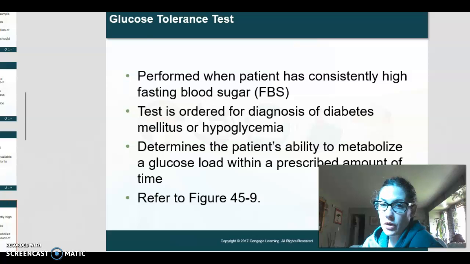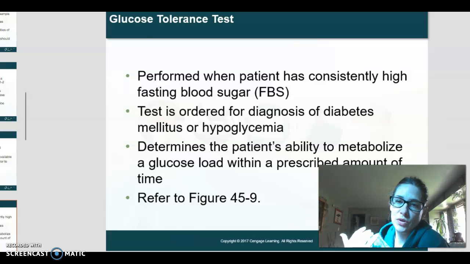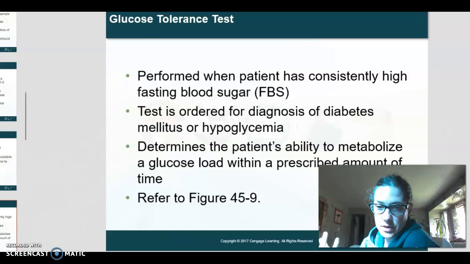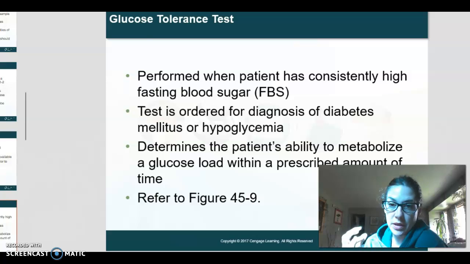A glucose tolerance test is performed with patients that have consistently high FBS, which is fasting blood sugar. This test is ordered for diagnostic purposes for diabetes mellitus type 2, usually, hypo or hyperglycemia. It can also be used for gestational diabetes. Sometimes it's incorporated into the obstetric panels when you become newly pregnant. This determines the patient's ability to metabolize a high glucose load within a prescribed amount of time.